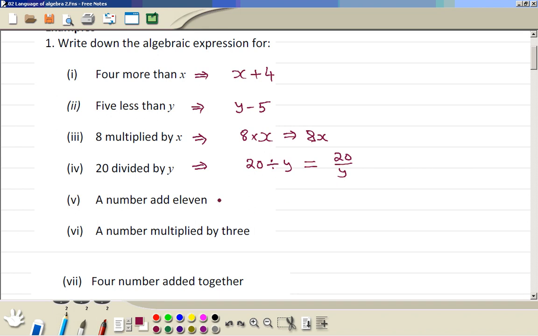A number plus 11, so we have a number n, then we add 11 to it. A number multiplied by 3, so n times 3, which we write as 3n.